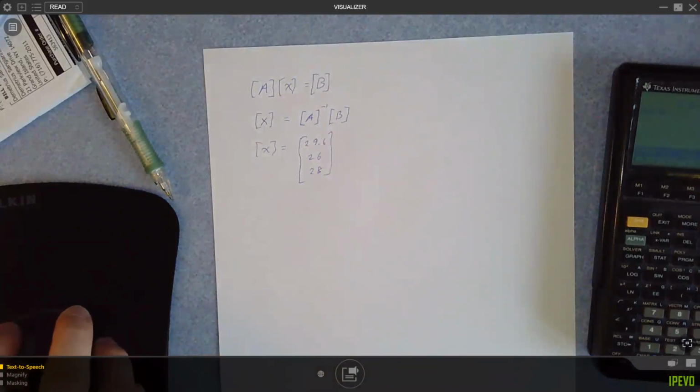So yeah, that's handling matrices. Obviously, there's a lot more you can learn about matrices. This is fairly rudimentary stuff, but Cramer's rule is very useful.